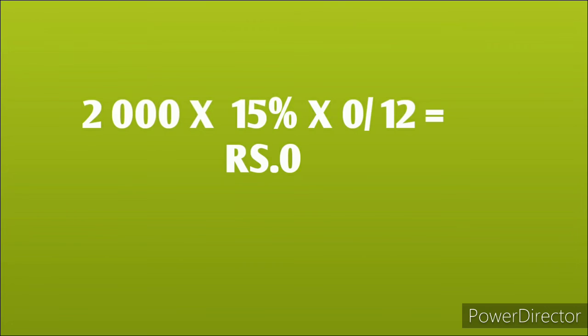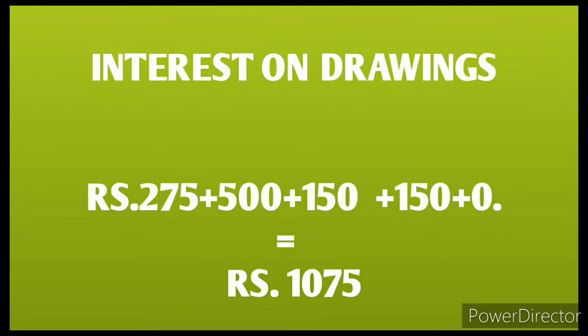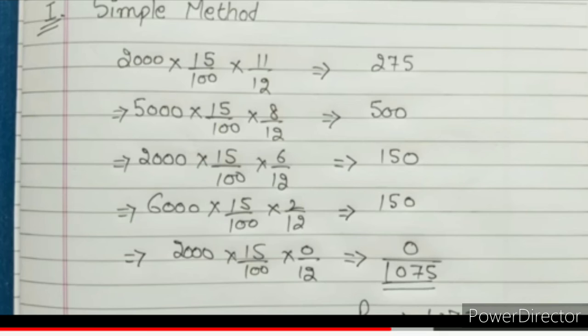So now what we have to do in the last is that whatever interest we have taken out, we have to add them. So after adding, our answer will come, that is rupees 1075. So this is our answer, interest on drawings by the simple method, that is rupees 1075.